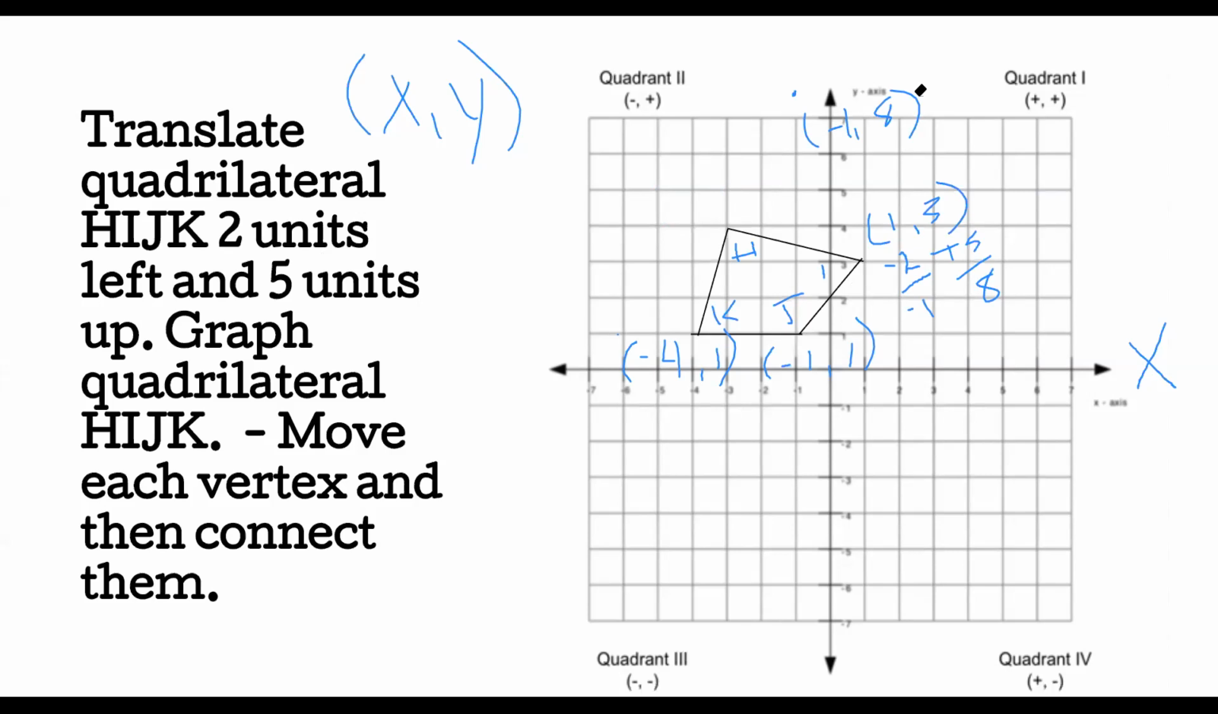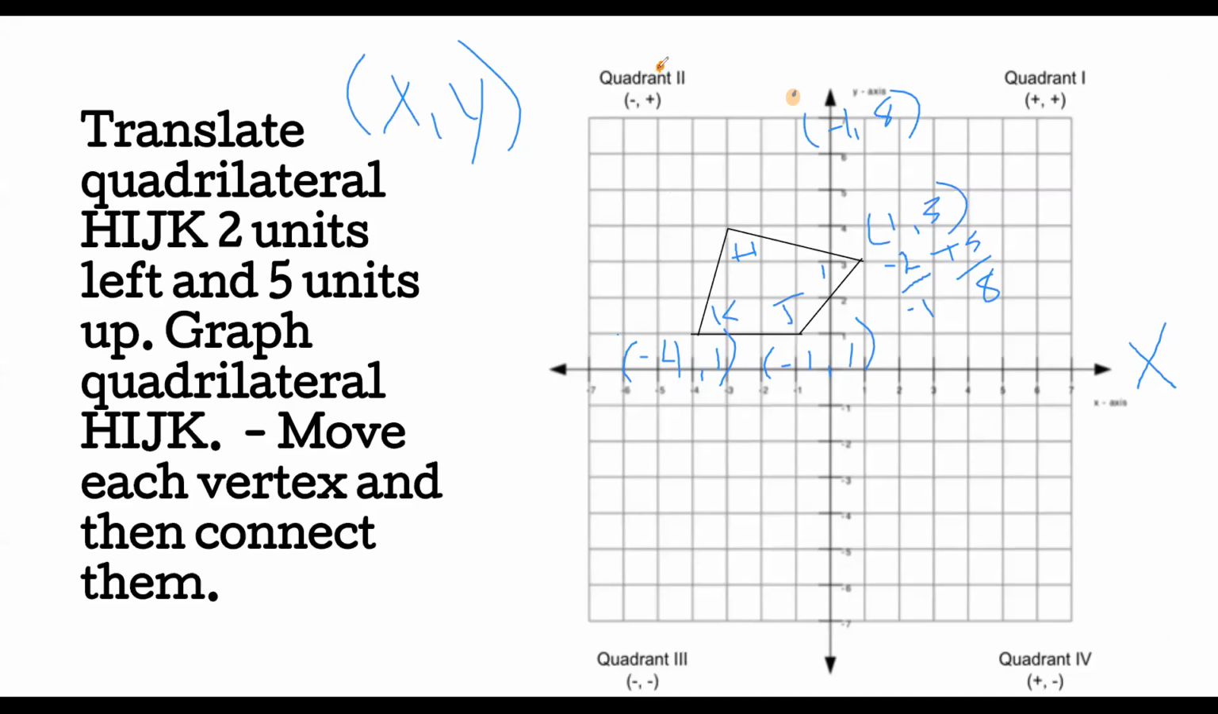And then I'm going to choose a different color just so you guys can see the new points. So I have I. Now I'm going to move H. H also needs to move over 2 units to the left. So now -4, -5, and then move 5 spaces up. So 1, 2, 3, 4. It would be above this line. So I'm going to move it up here.